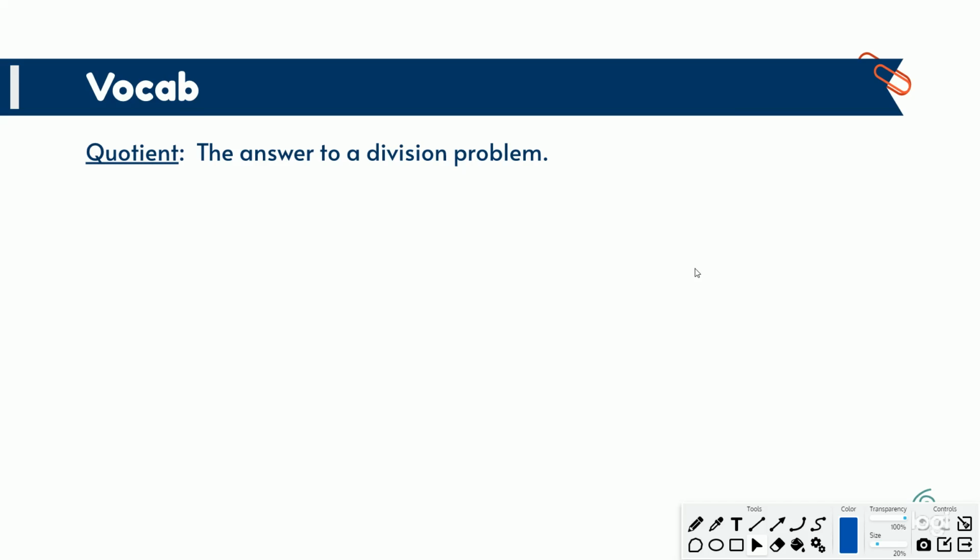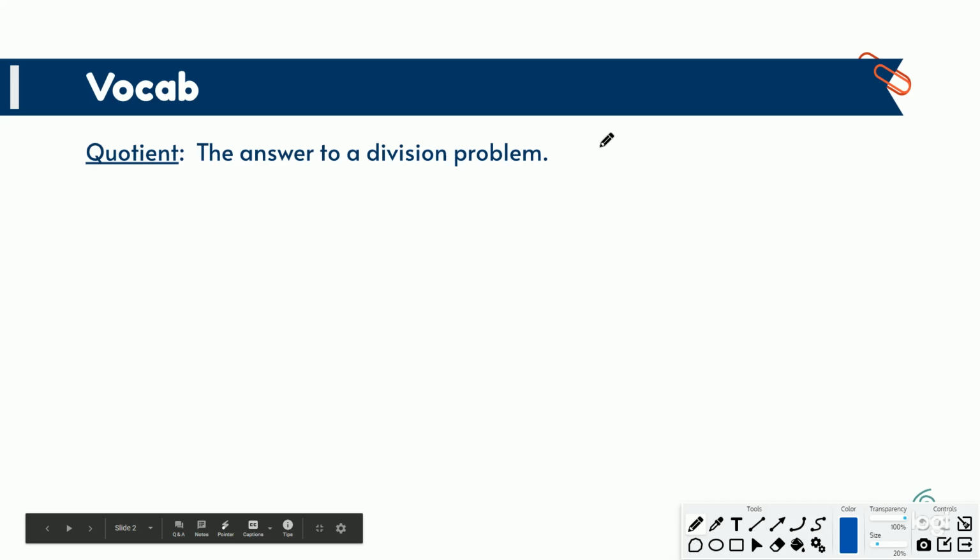So the first word we have is quotient. And quotient is the answer to a division problem. So whenever we have a division problem, the answer to that problem is called a quotient.